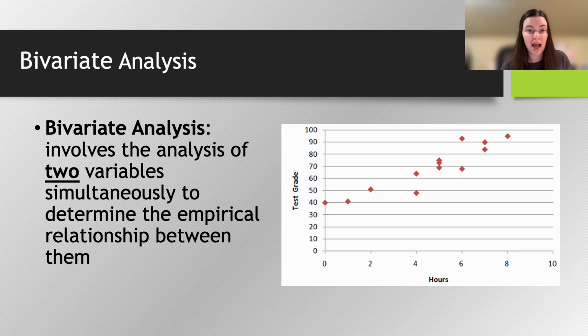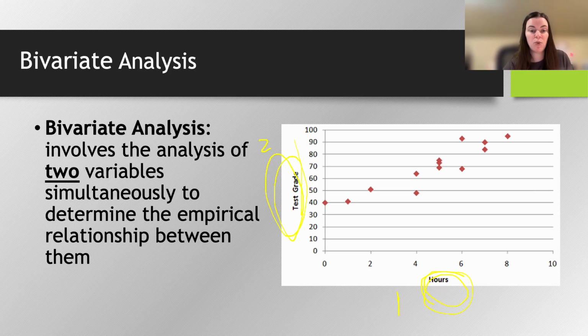The second is bivariate analysis. And in this case, this is where we're looking at analyses of two variables simultaneously to determine whether there is an empirical relationship between them. So in this case, the example we're looking at here is the number of hours that someone spends studying for a particular exam, and then what their test grade actually shows. So variable number 1 is how much did you study, and variable number 2 is what grade did you receive.